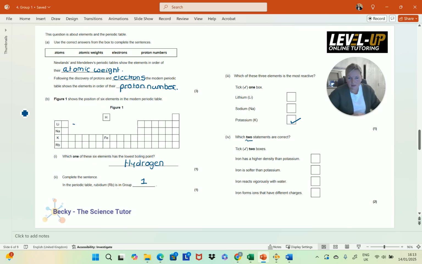Okay, so we've got iron has a higher density than potassium. Yes, it does. We know group 1 has a low density, that's why they float on the water. Iron is softer than potassium. Iron reacts vigorously with water. Iron forms ions that have different charges. Yes, it does.